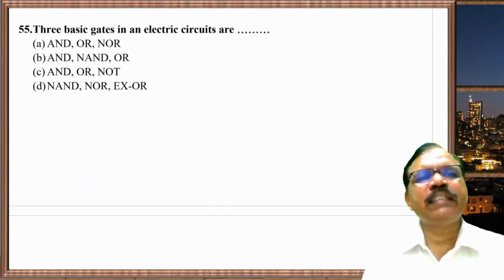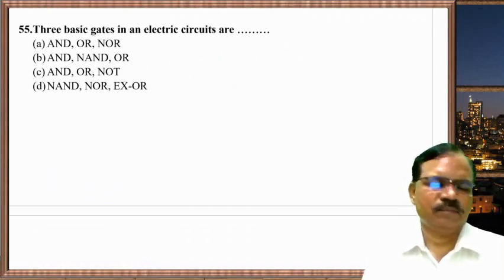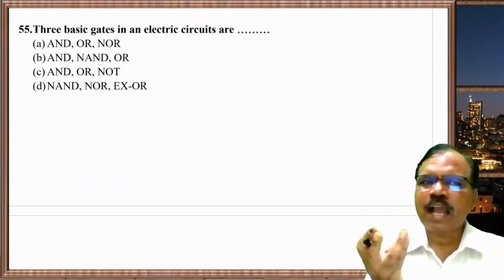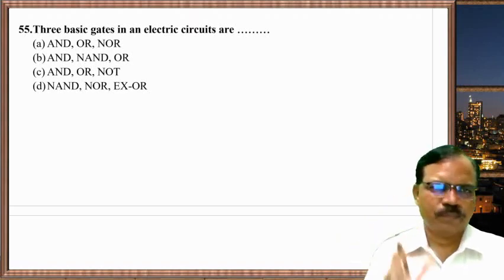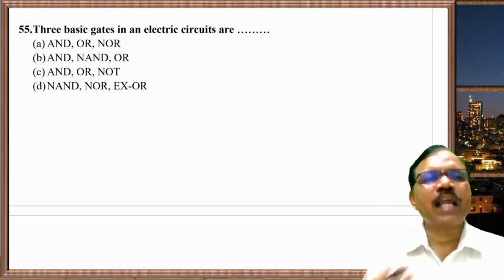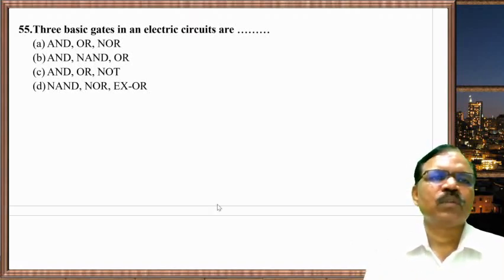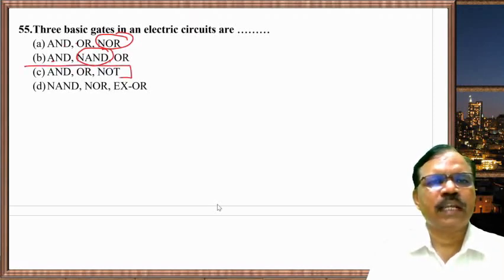The three basic gates in electric circuits are AND, OR and NOT, and all other gates are derived gates. They are derived from AND, OR and NOT gates. So among the options, this one is correct and this one is not correct. AND, OR, NOT, these are the three basic gates.